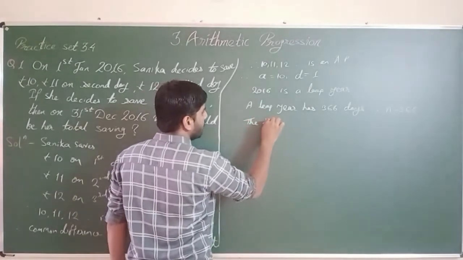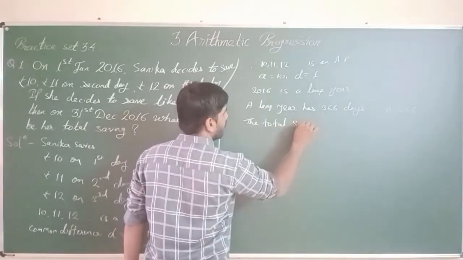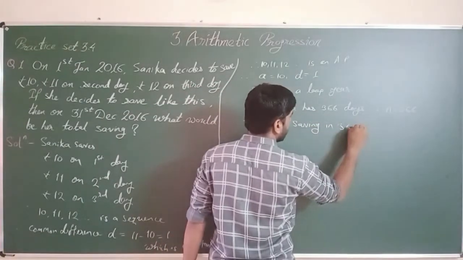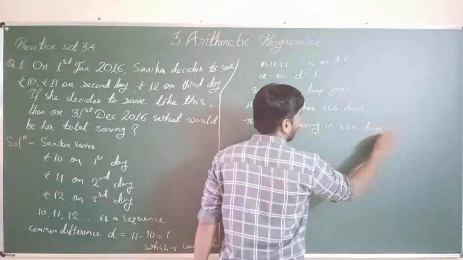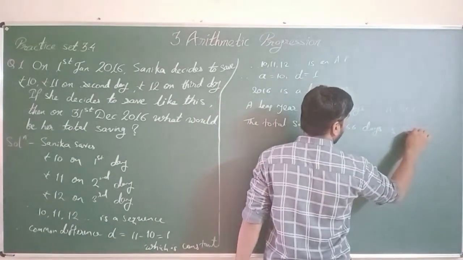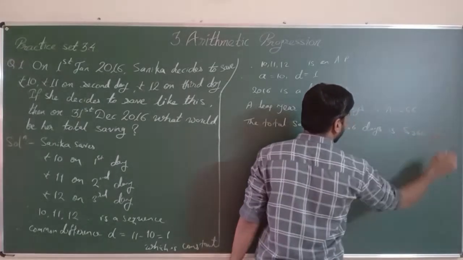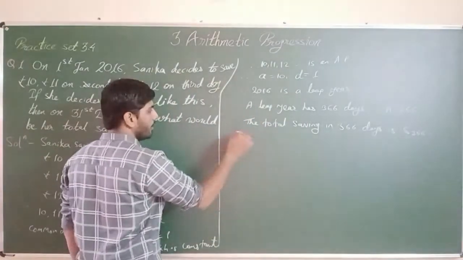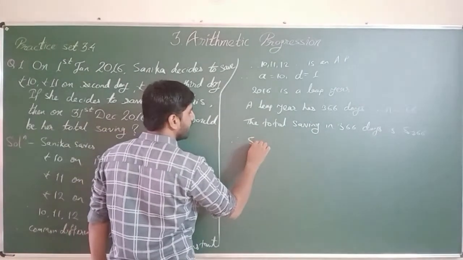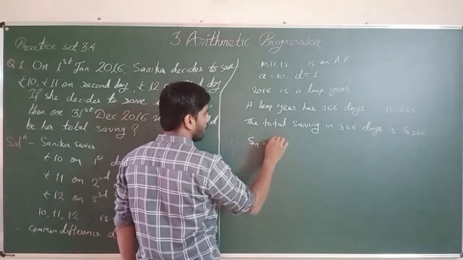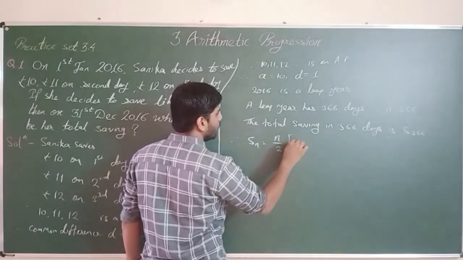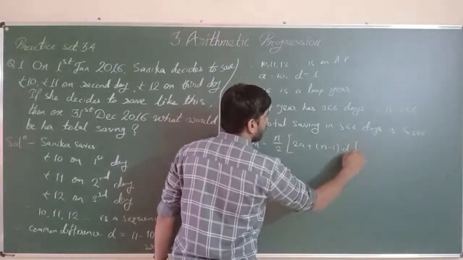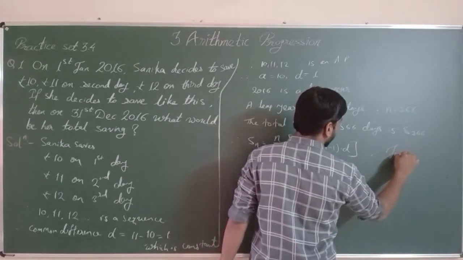The total saving in 366 days is S366. Therefore, to find S366, we need to use formula of Sn. Therefore, Sn is equal to n upon 2 into 2a plus n minus 1 into d. So this is the formula.